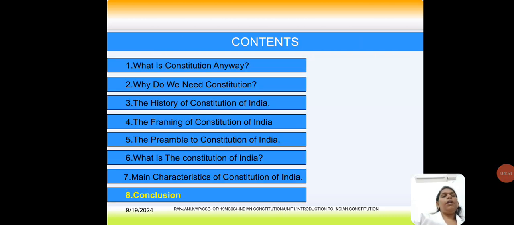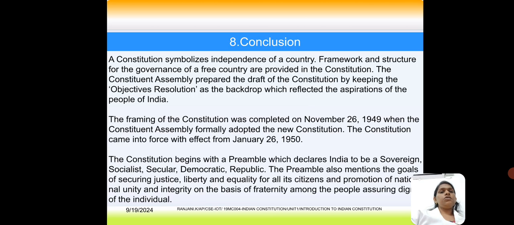So in detail we saw what a constitution is, why we need a constitution, the history of the constitution, how it is framed, the preamble of the constitution, what the Constitution of India is, and its main characteristics. So these are the main highlights of the entire unit.